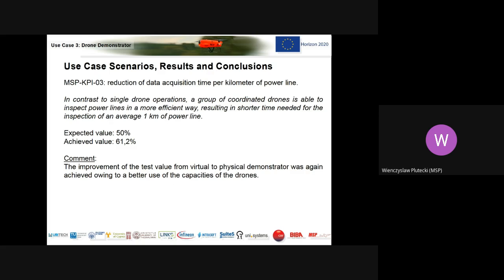Then the KPI number 3 is the reduction of data acquisition time per kilometer of power line. And this relates not to a single mission, but to the overall project. So if data are acquired by a group of drones, then this is, I would say, the average reduction of data acquisition time for the whole project, not for the single drone. We expected 50%, and we achieved a little over 60%, but it's still a better result than expected.